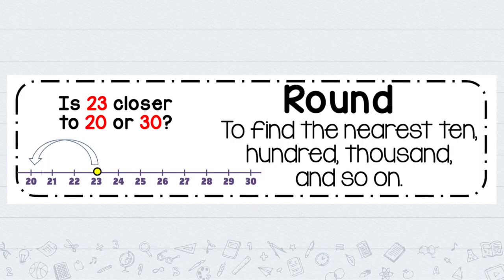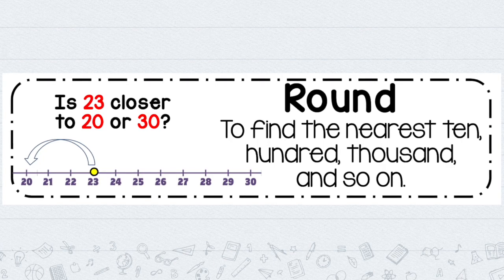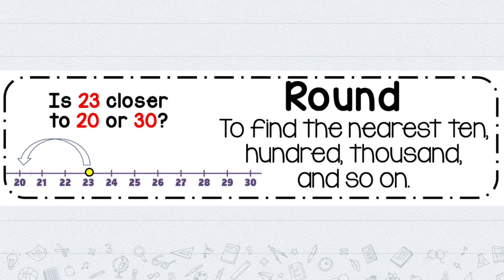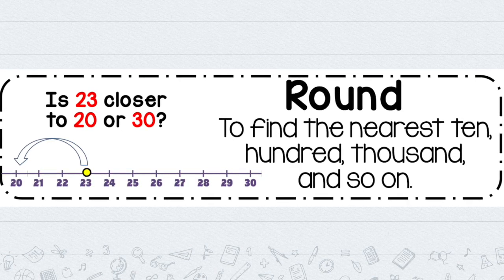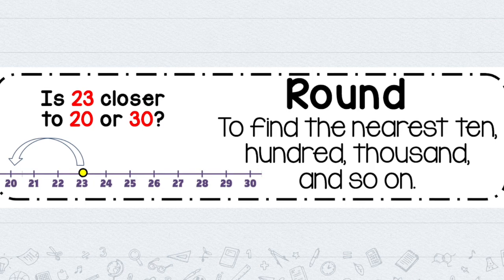And the last word we are going to talk about is a word that I have been using a lot already. It's the word round. When you round numbers, you are looking for the nearest 10, 100, 1,000, and so on. So if I'm rounding numbers to the nearest tens, I'm counting by tens. If I'm rounding numbers to the nearest hundreds, I'm counting by hundreds, and so on. We have done a lot of rounding by tens and hundreds. We haven't really practiced a lot of rounding by thousands, so I don't need you to worry about that right now.